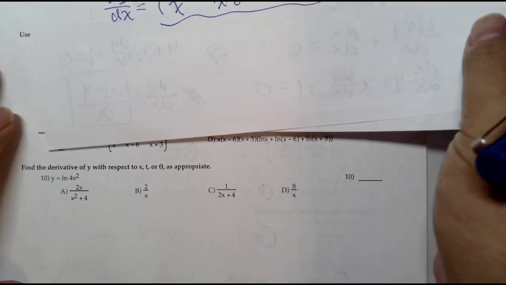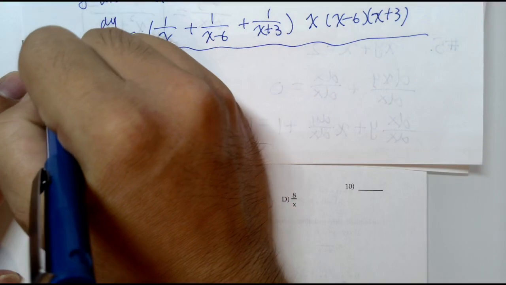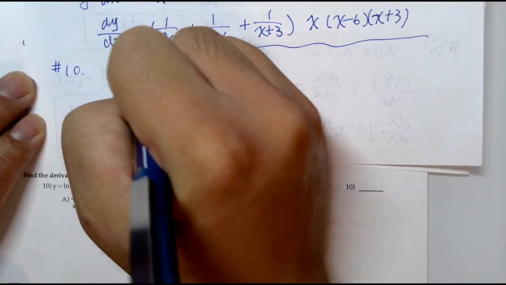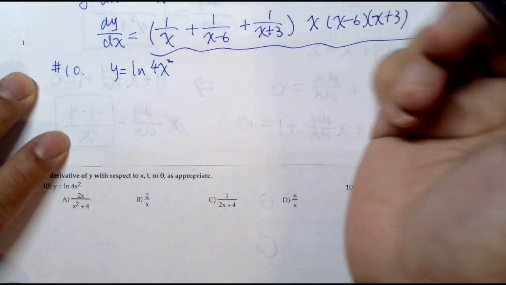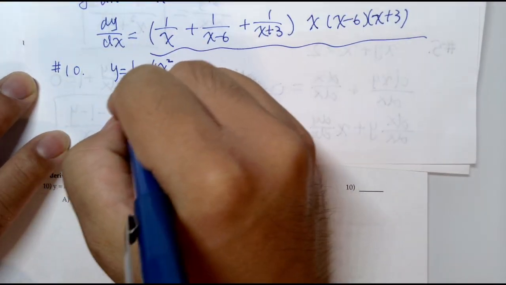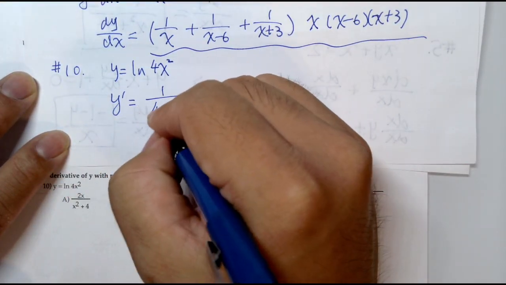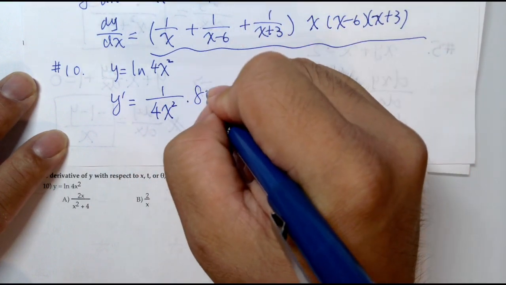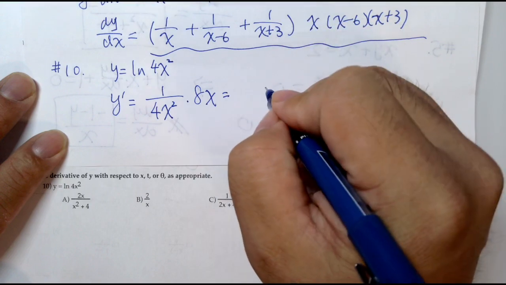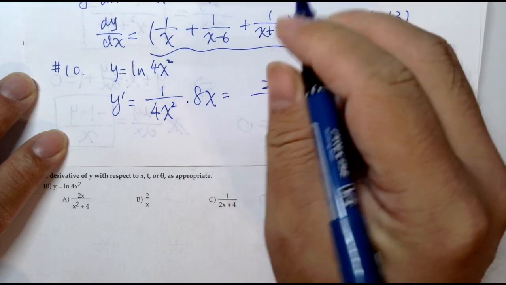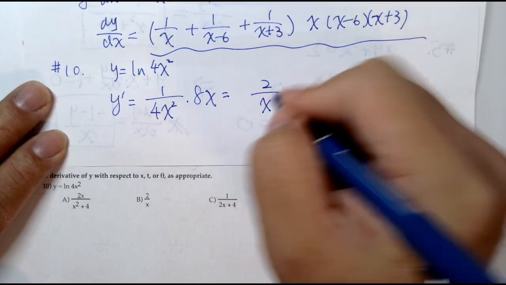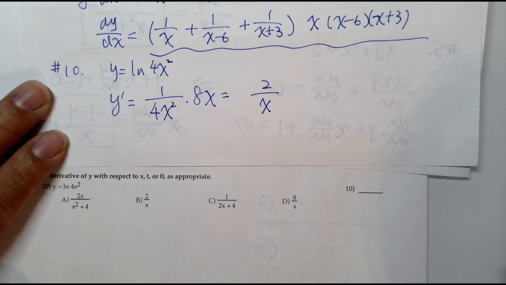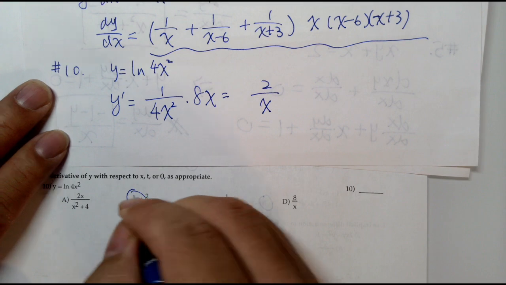Number 10 should be easy, right? So number 10 is y equals ln of 4x squared. So the derivative is 1 over 4x squared times the derivative of 4x squared, which is 8x. Turns out you're going to have 2 over x, right? 2 over x. And then that's it.